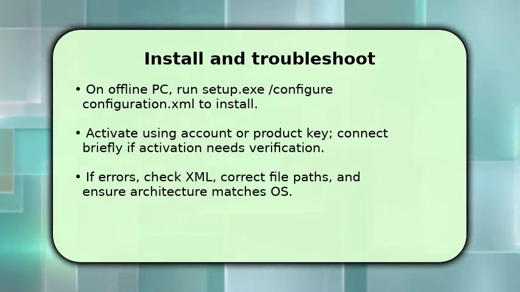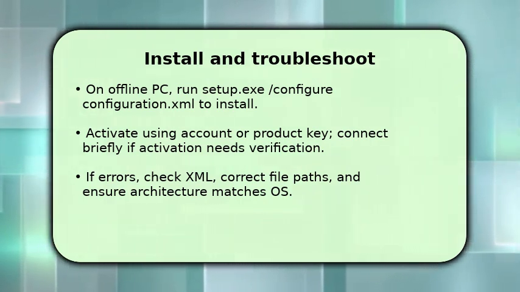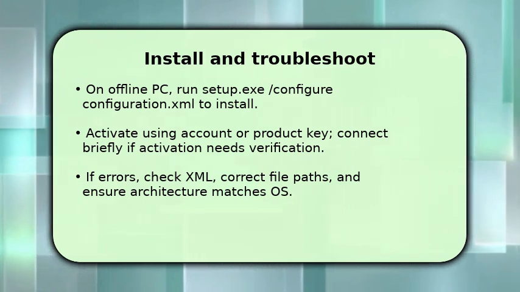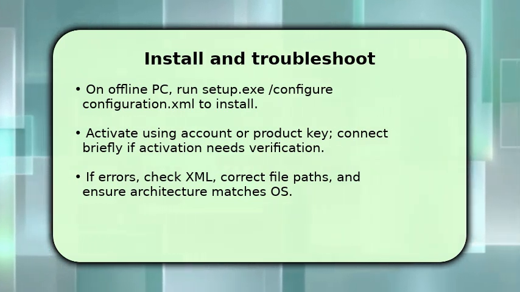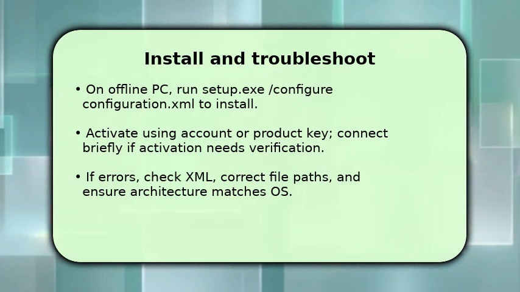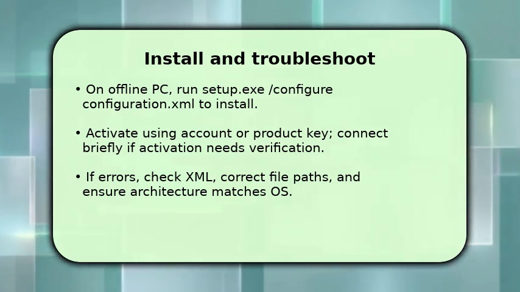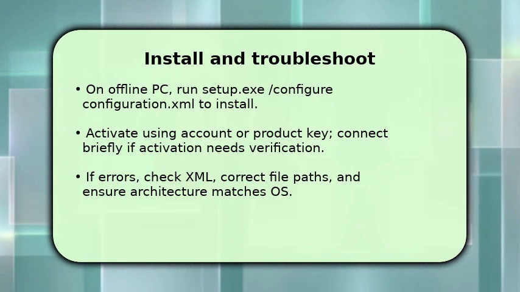You'll see Office install locally without internet downloads. Let it finish, and then open an Office app to activate. You may need to sign in or enter the product key. If activation requires one-time online verification, briefly connect the machine.